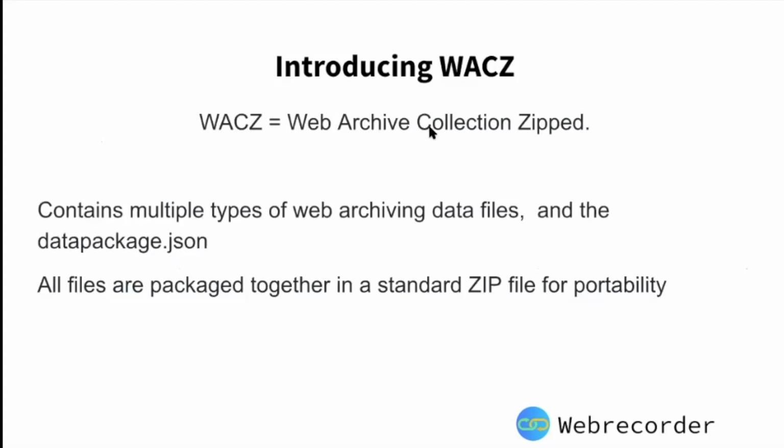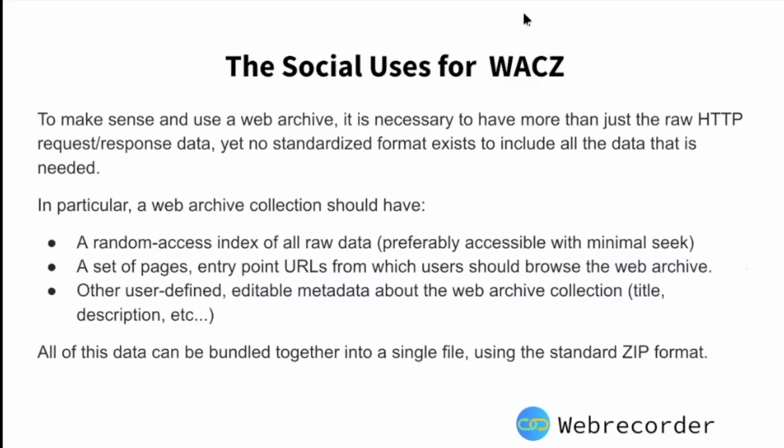So like I said before, WACZ is a web archive collection zipped. It contains multiple types of web archiving data files, including the datapackage.json file, which as I mentioned is part of the Frictionless Data standard. And the files are all packaged together in a standard zip for portability, so you can unzip them like you would any other zip file. After this slide, I'm going to go into what files we include in the WACZ file, so you have an idea of what it would look like if you unzipped one of them.